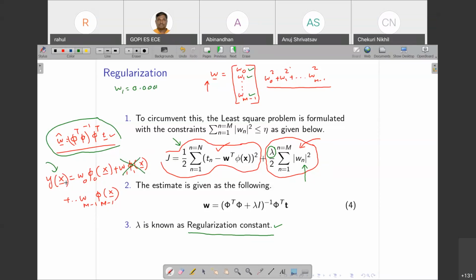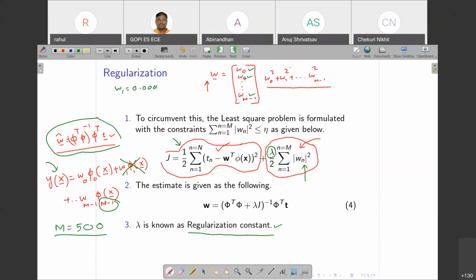So that type of advantage is there if I reduce the magnitude of this W, right? Normally this m, you can start with something like, say for example, 500. You can say that m is 500, something like this.